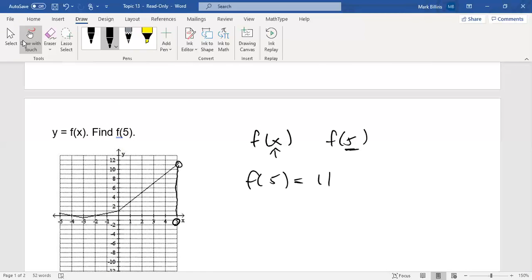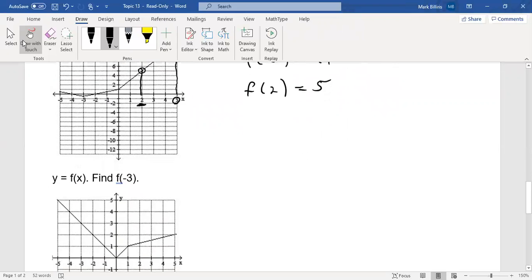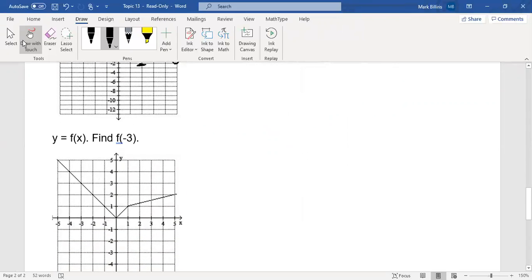Okay, let's say it's asked us to find f of 2 using the same graph. So remember, the 2 replaced the x, so we come on our x-axis until we come to 2, and we follow the graph up, and it intersects at 5. Let's take a look at another one. So here, y equals f of x. Find f of -3. So -3 replaces the x, so we're going to look for -3 on the x-axis and find the corresponding point on the graph, which is 3. So f of -3 equals 3.